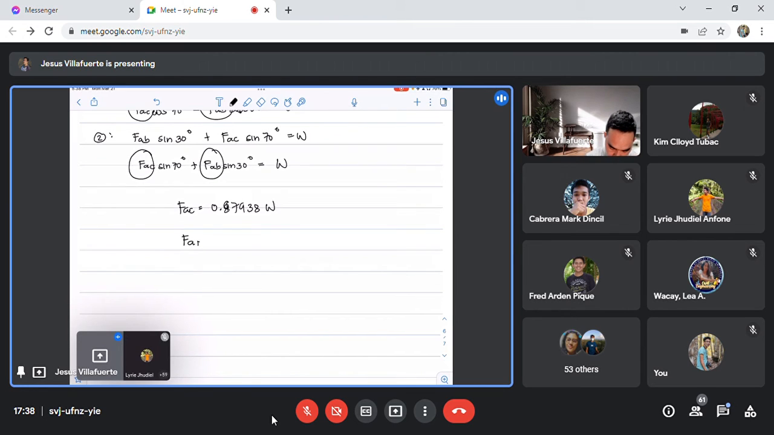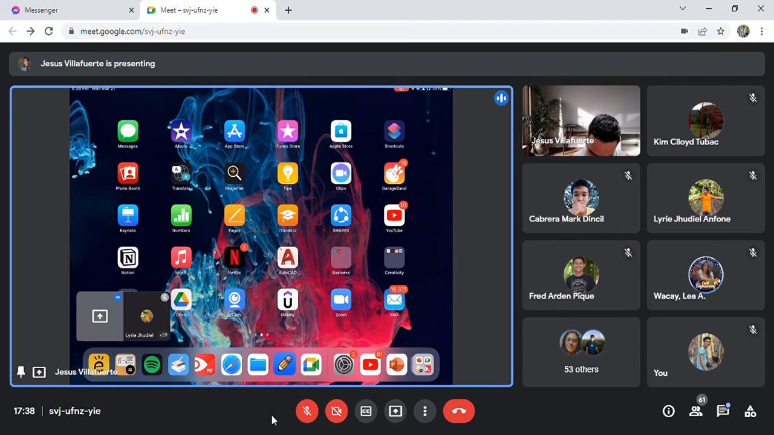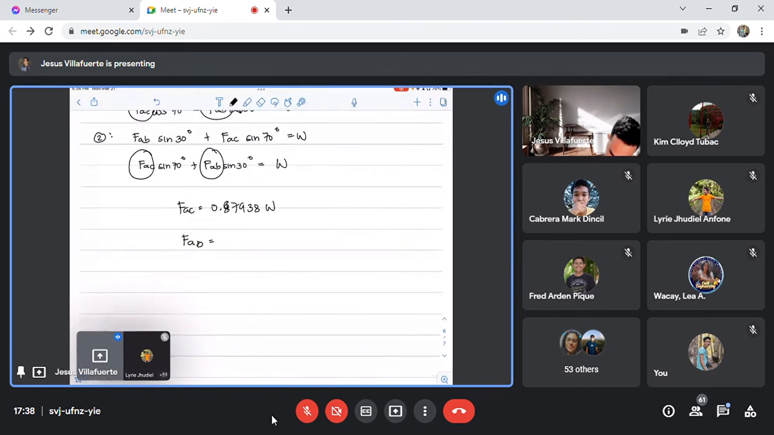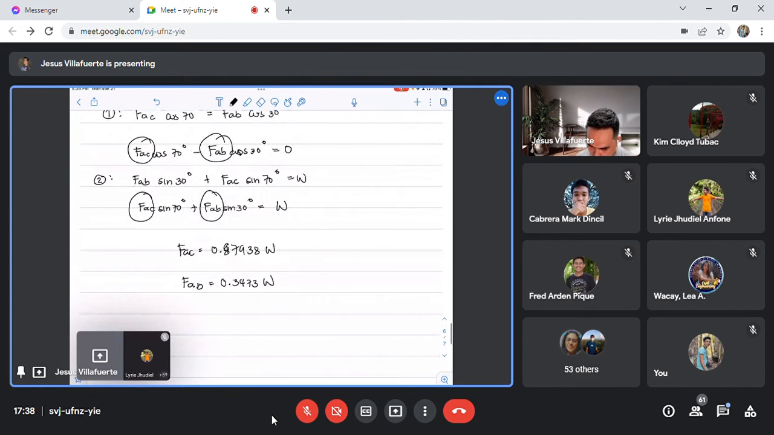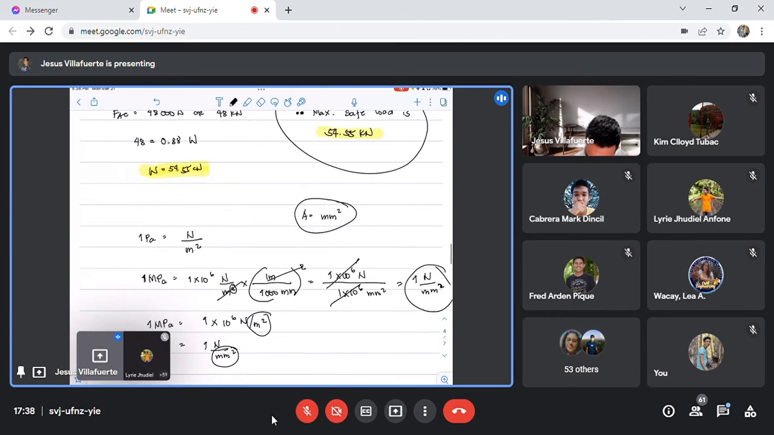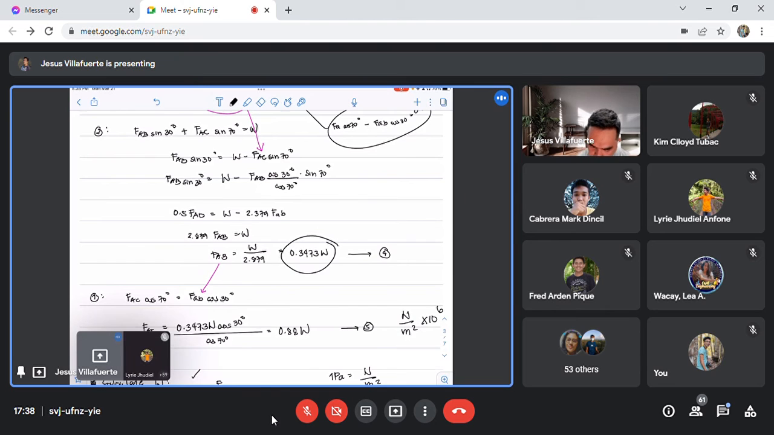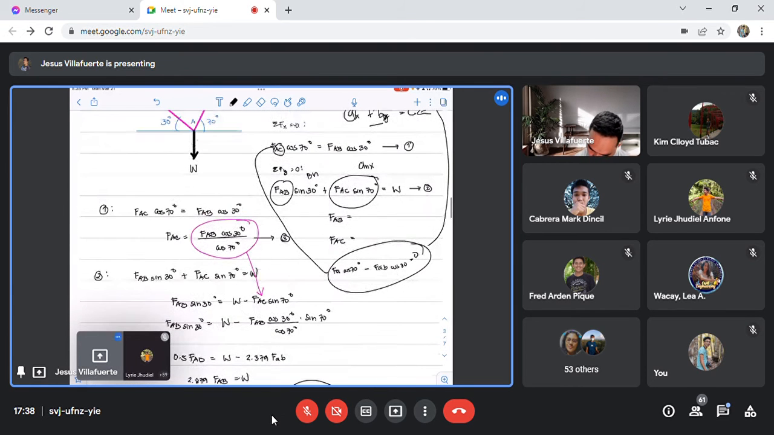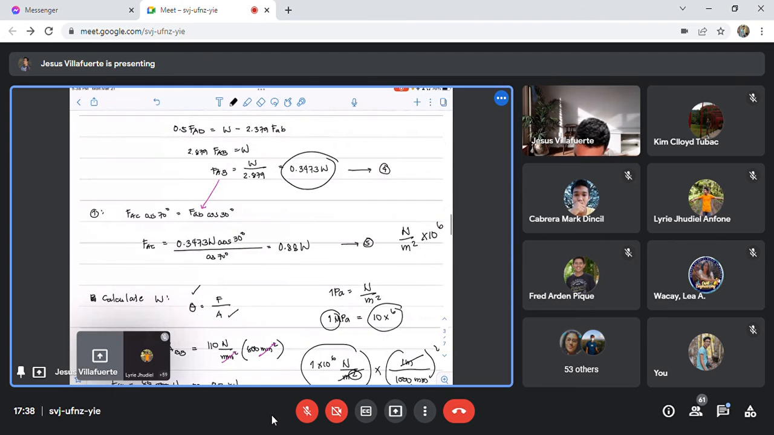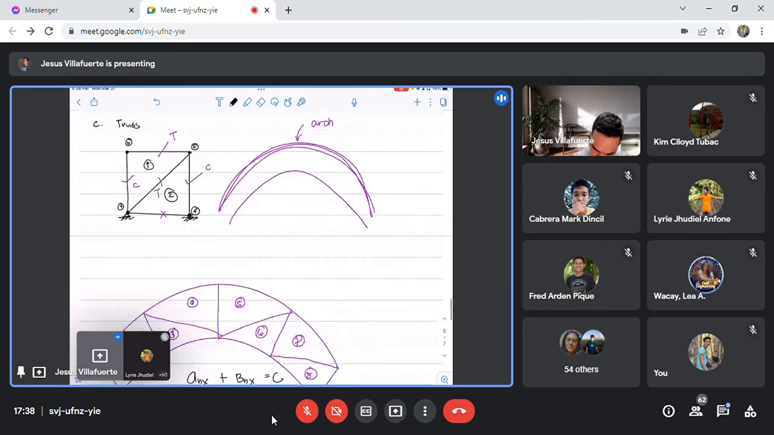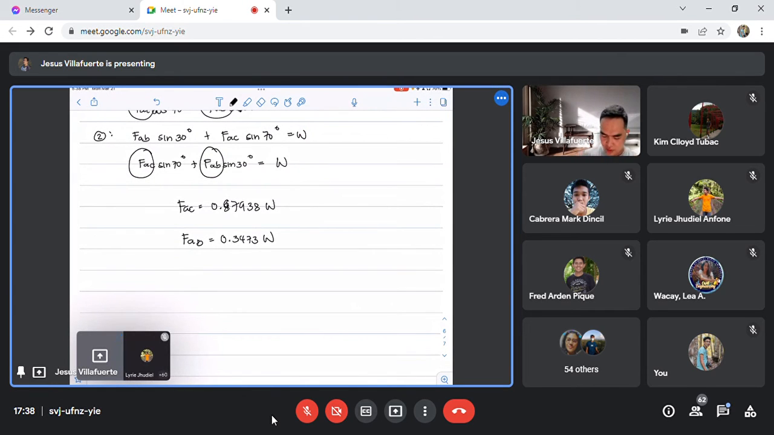So FAB is, let's go back to our calculator. You hit another equals, that is 0.3473. Try to check if it is the same. 0.3473 W. Then we also get number 5, which is 0.88, but the correct value really is 0.87938. So it's still the same.